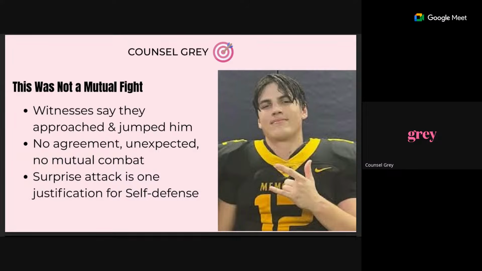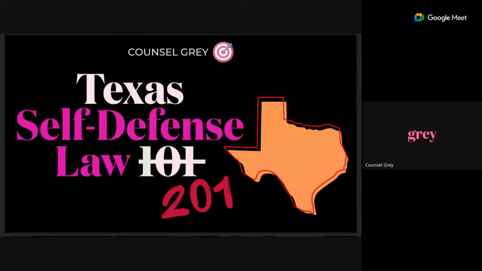Now, also, and we're going to get to this, a surprise attack is one justification for self-defense. You can't do a blitz attack and then expect that person to have perfect clarity and be able to perfectly assess what's going on. That's what a blitz attack does, right? 5 seconds sounds like a blitz attack.